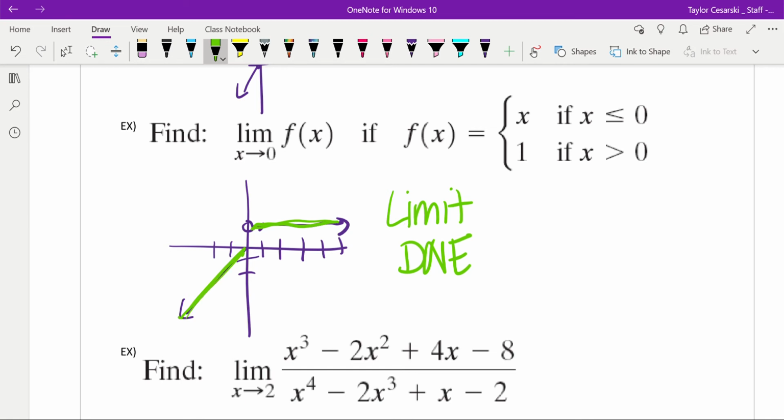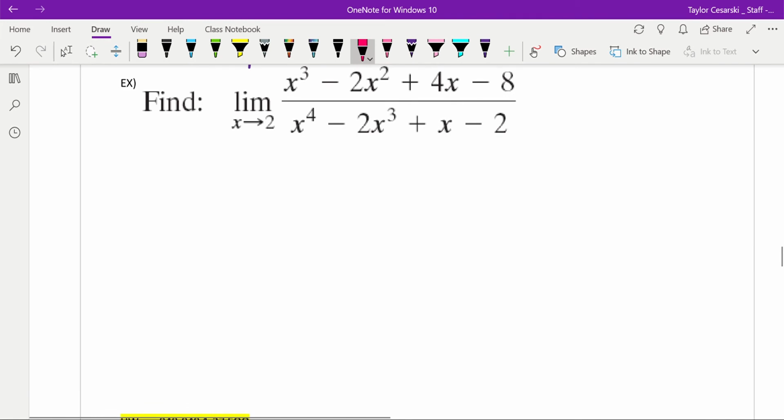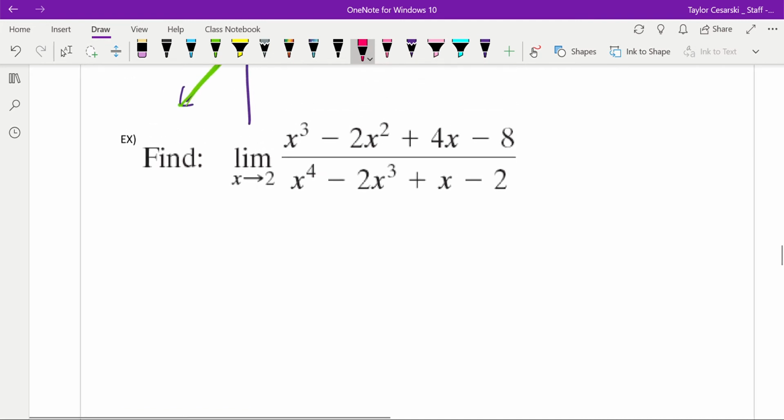So if we're looking from the left, it would be 0. If we're looking from the right, it would be 1. 0 and 1 are not the same number, okay? All right, this one we're going to do a little bit later with algebraic techniques. But let's just actually go ahead and do it algebraically now. So you could go ahead and type this in graphically in your calculator, but we're going to do it algebraically to get some factoring practice in.